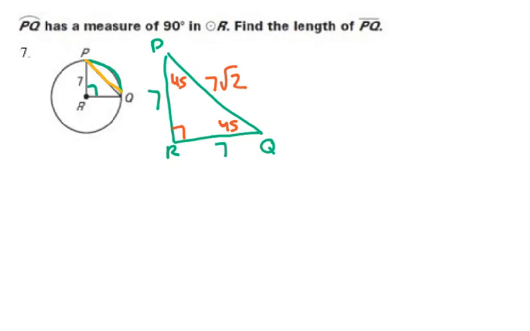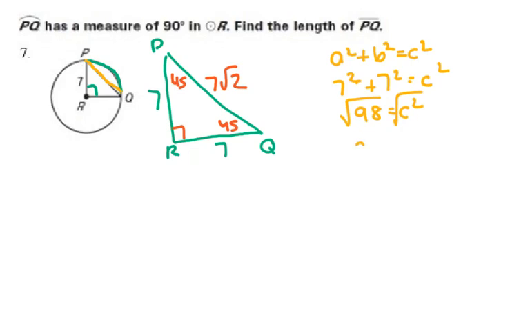Or the second option you can do is just strictly Pythagorean theorem. So you could say a squared plus b squared is equal to c squared. 7 squared plus 7 squared is equal to c squared. 98 is equal to c squared. Square root both sides. C is equal to the square root of 98, which simplifies to c is equal to 7 radical 2. Therefore, we can state that the length of PQ is equal to 7 radical 2.